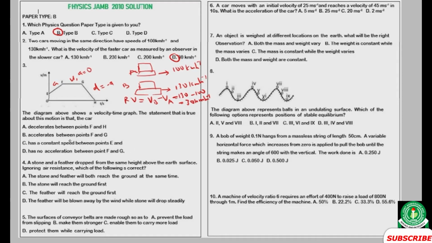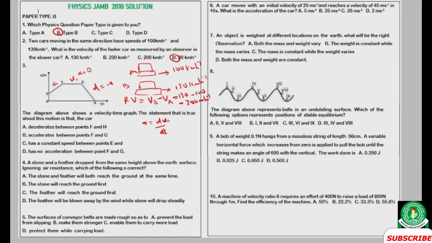So that's why between F and G, there is no acceleration. There is no acceleration between point F and G because there is a uniform velocity. They maintain a constant velocity, because acceleration is defined as change in velocity, I'm using U now, change in velocity with respect to time.